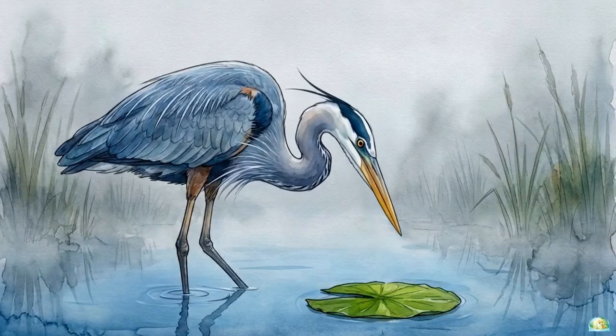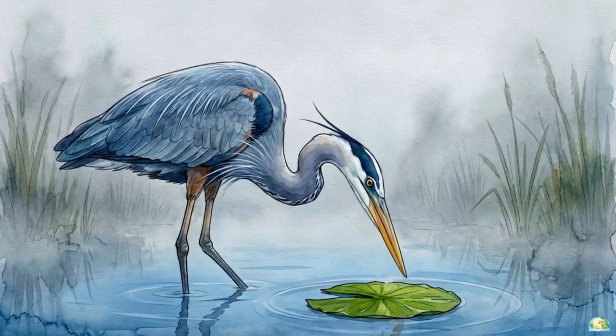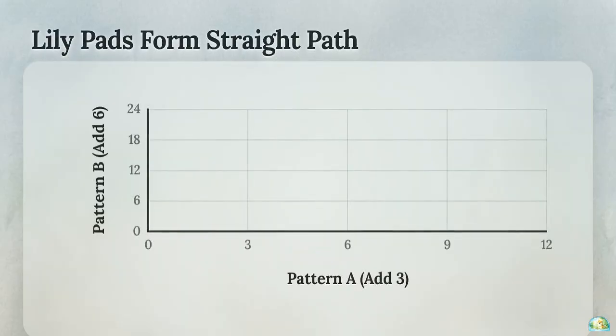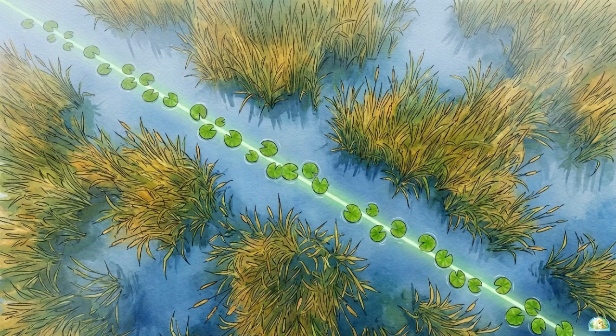Now, Wren the heron can project that numerical data into precise spatial coordinates within the painted wetland environment. We plot the first 3 pairs on the coordinate grid. Lily pads appear at (3, 6), (6, 12), and (9, 18). These separate coordinates form a perfectly straight path across the marsh. The act of plotting gives a physical shape to the mathematical relationship.